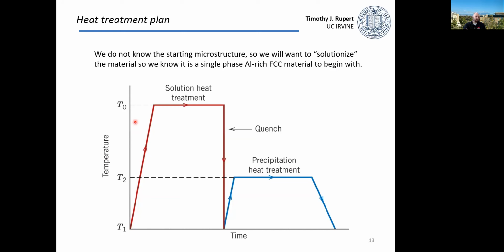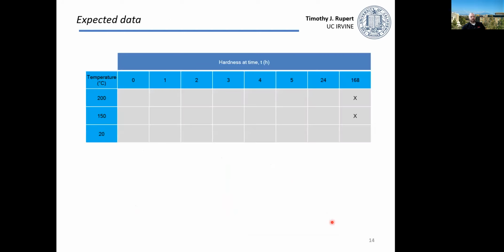So after I let it sit there for a little while, I'm going to quench down my material, and then I will heat it to some intermediate temperature, let it sit there for a given amount of time, quench it back down at different times, and measure my hardness. So in terms of what my expected data would look like, I can think about measuring the hardness as a function of these heat treatment times.